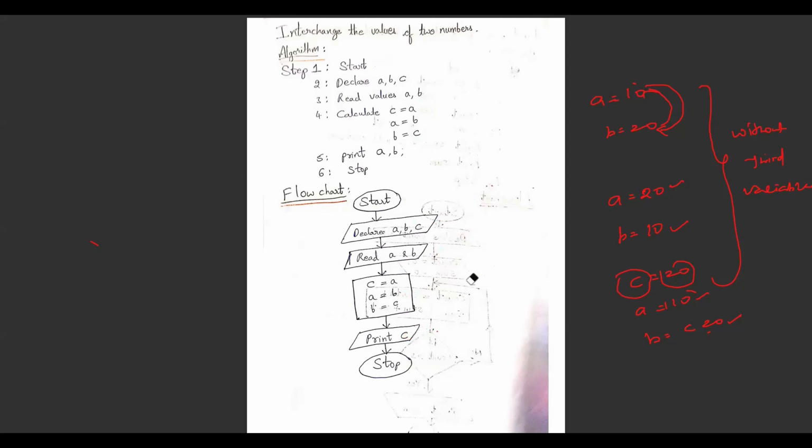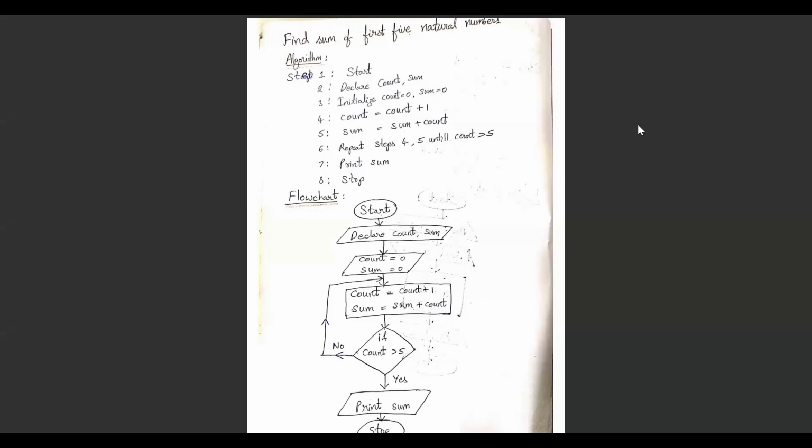So let us cover a few more examples. So many such flowcharts are there. Many such programs are there in this. So we'll cover them one by one. So now we are going to learn this program, that is, you need to find the sum of the first five natural numbers. So you can see here how it internally goes on.